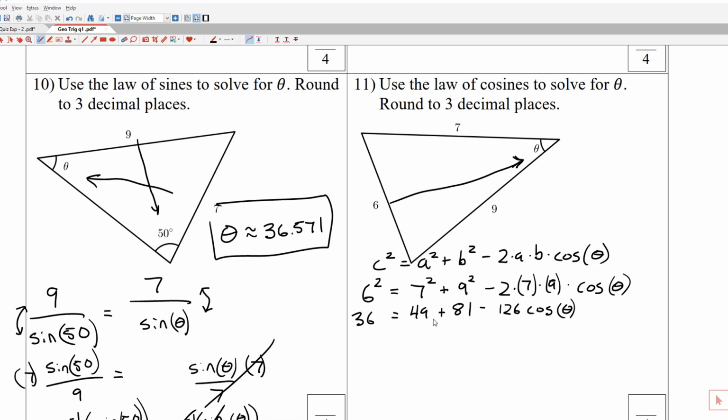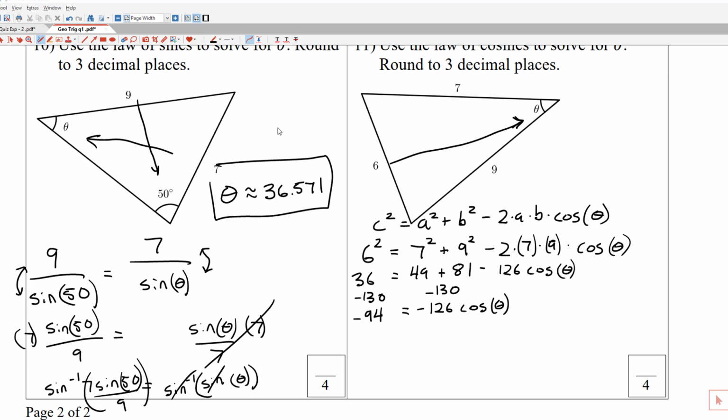And then I'm going to add these two together and subtract them at the same time. If I add them together, the 9 and 1 become 10, so carry that, the 4 becomes a 5. 5 and 8 is 13. So this is 130. I'm going to subtract 130 from both sides. And when I do that, I now get negative 126 cosine of theta is equal to some negative number, negative 94, I think.